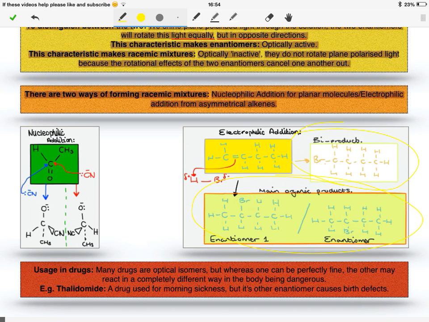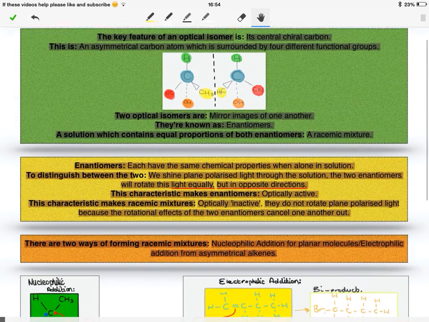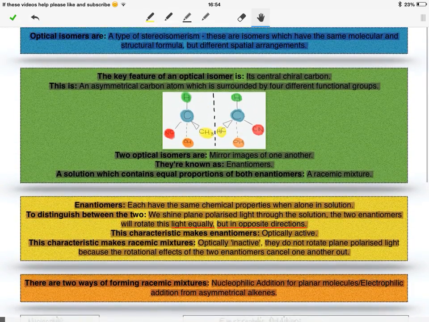Okay, but in terms of our main product, there's also 2 options. The bromide can either attack above and be here, or it can be below. And if we draw this out like an optical isomer, like we have up here, then you'd see that they would be mirror images of one another.